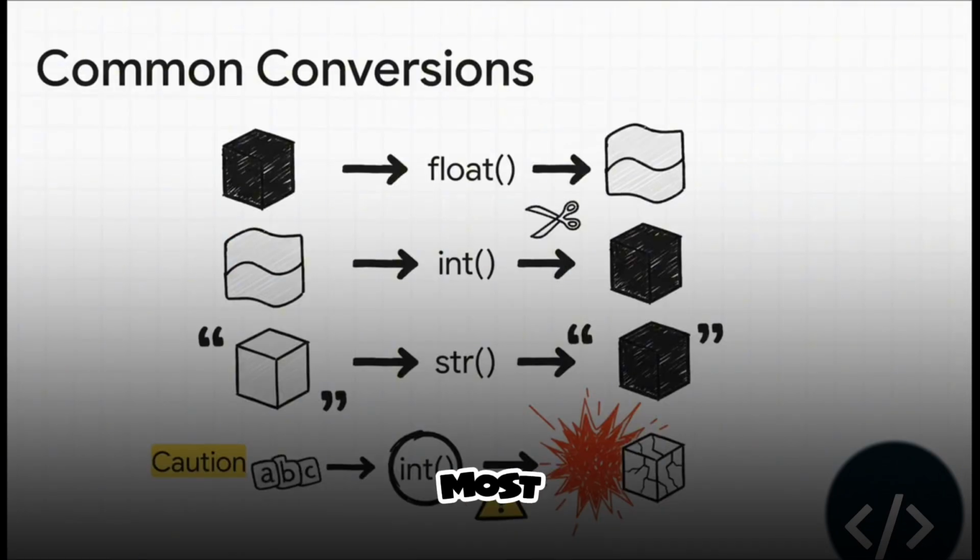Here are a few of the most common conversions you'll do all the time. You can turn an integer into a float to get a decimal, or a number into a string so you can display it. You can even turn a string that looks like a number back into a number. But, and this is a big but, look at that caution at the bottom. You can't just convert any random text into a number. Trying to turn "ABC" into an integer is going to break things, and for good reason.